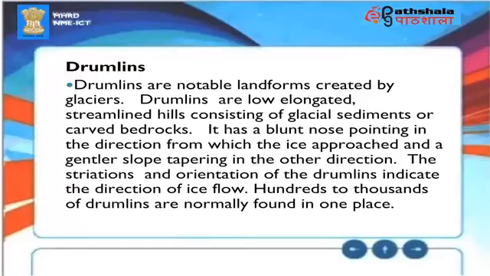Drumlins. Drumlins are notable landforms created by glaciers. Drumlins are low, elongated, streamlined hills consisting of glacial sediments or carved bedrock. It has a blunt nose pointing in the direction from which the ice approached, and a gentler slope tapering in the other direction. The striations and orientation of the drumlins indicate the direction of ice flow. Hundreds to thousands of drumlins are normally found in one place.